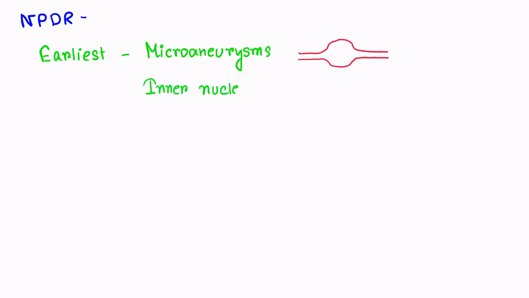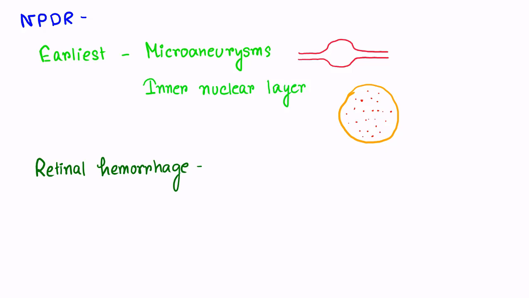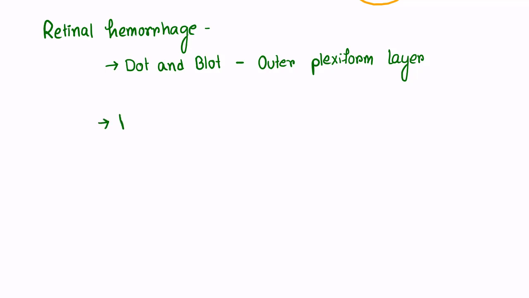Now coming to the non-proliferative diabetic retinopathy, the earliest finding is microaneurysms. It is a localized outpouching formed where pericytes are absent. It develops in the inner nuclear layer of retina. You can see this as small red dots in the fundus. Next is retinal hemorrhage. First is dot blot hemorrhage. This is due to rupture of the microaneurysms. It is found in the outer plexiform layer.